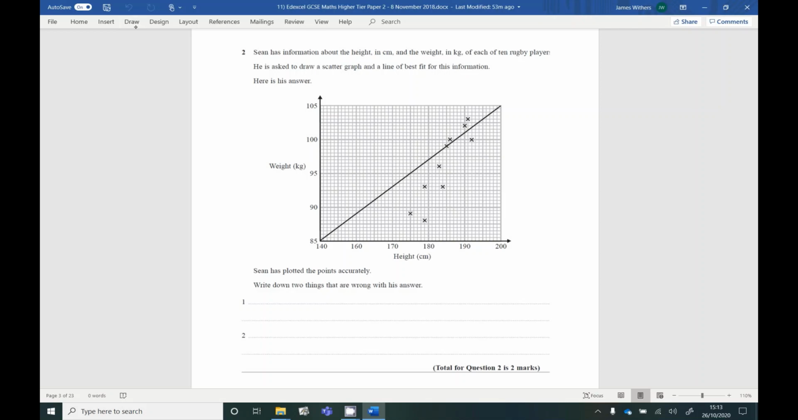So we need to go and say that the line of best fit is not placed correctly between all the points.